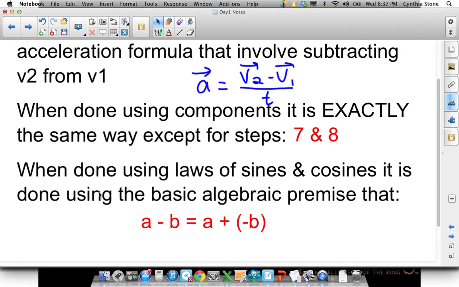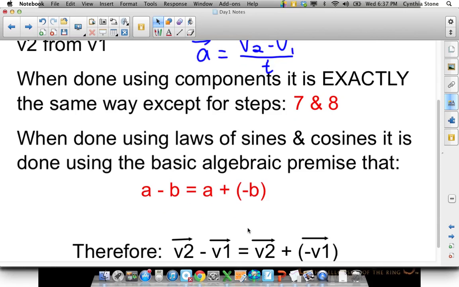Or you could do sines and cosines, and then you have to use the basic algebraic premise that a minus b, you're subtracting two things, is the same as a plus negative b. So you do the law of sines and cosines, but instead of adding the vector, you add the negative of the vector. And we'll see that very shortly.